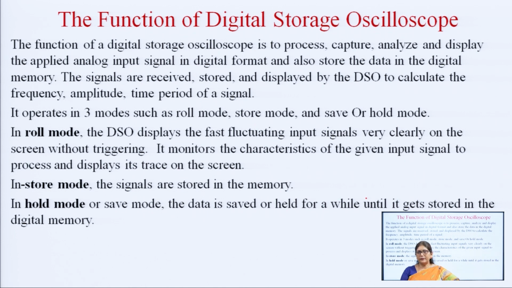In store mode, the signal is stored in the memory. In hold mode or save mode, the data is held for a while until it gets stored in a digital memory. For a very high frequency, if we want to convert the signal into digital form, we need a very high-speed analog to digital converter circuit, and these circuits are costly and produce some error. Because of this, we use shift registers before the memory, and the signal is stored in the shift register and then converted into digital form. So, this is the save mode or hold mode.